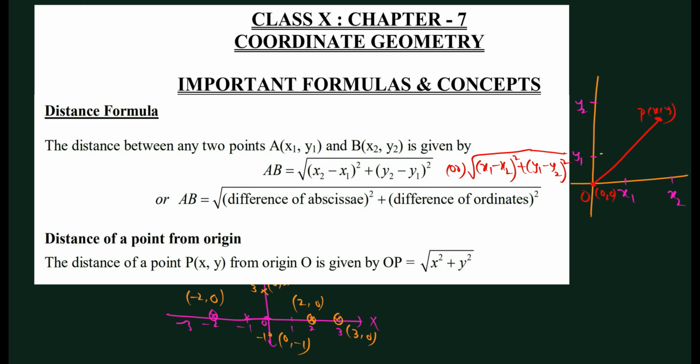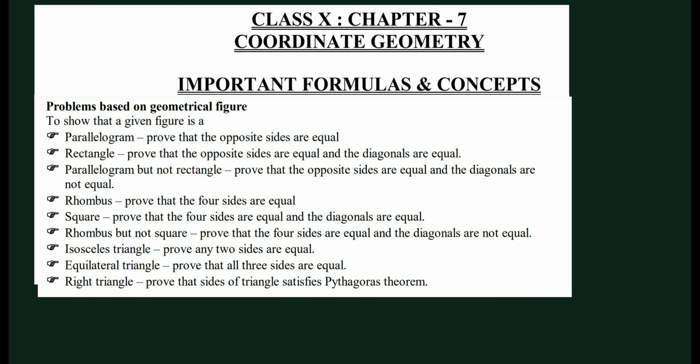Okay, here x1 and y1 values are 0, and only x and y values are there. Then you will get this formula: OP equal to root over x square plus y square. Okay, note on this. If the given 4 points form a parallelogram, rectangle, rhombus or square, how do you know that?